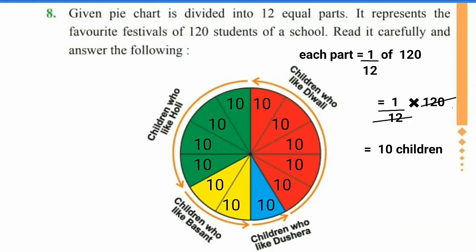Next, 8th, here we are given a pie chart. You can see it is divided into 12 equal parts. Here all the festivals are given and total number of students are 120. So here each part is equal to 1 by 12 of 120, which is equal to 1 by 12 into 120. So this gives us 10 children. So each part has 10 number of children.